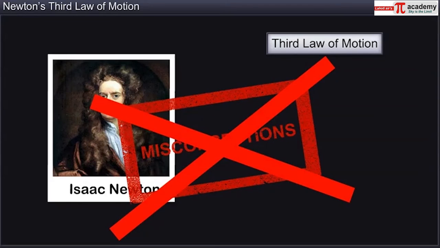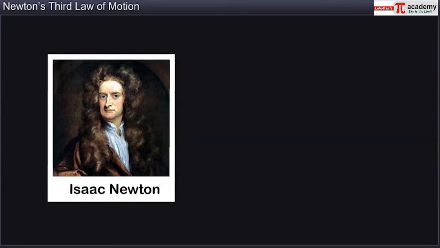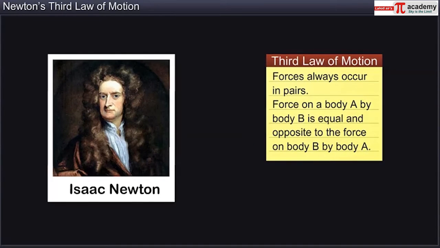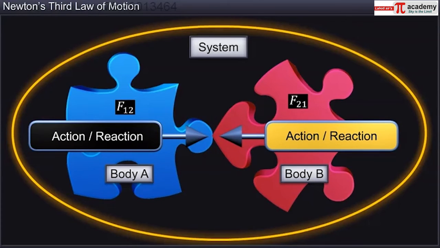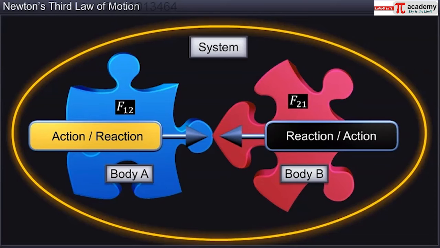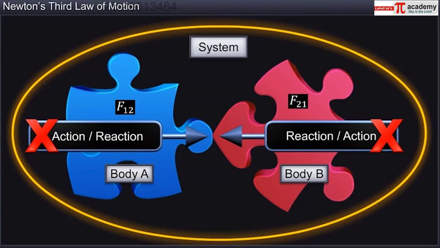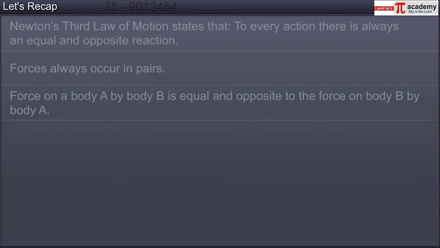To avoid all these misconceptions, the Newton's third law of motion can be stated in a simple and clear way. Forces always occur in pairs. Force on a body A by body B is equal and opposite to the force on body B by body A. If two bodies A and B exist within a system, then force of A on B and force of B on A become internal forces of the system, and they cancel each other. You have now reached the end of this module.